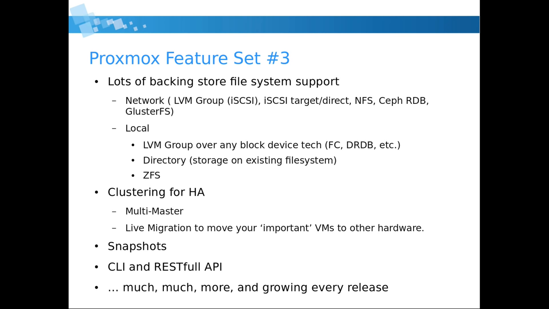For local storage, you can use LVM or any block device, so Fibre Channel, DRBD, whatever you want. You can also use a directory on the host as a bare file system, and it'll mount it that way. Now that's for the LXC stuff only. ZFS, if you have a couple terabytes of RAM in your server, go for ZFS as well, baked into the product. You get all the cool features of snapshotting, etc.